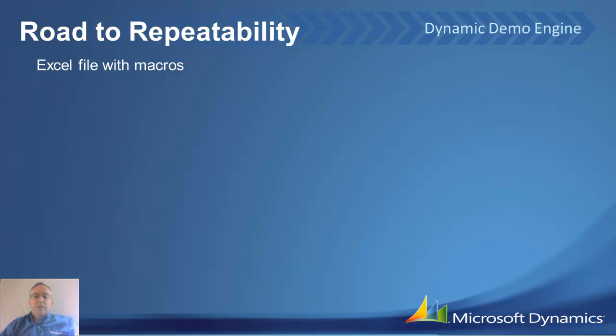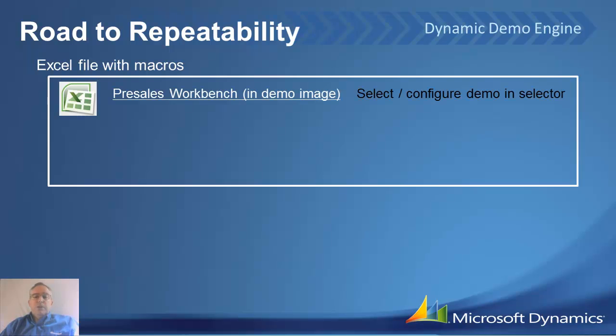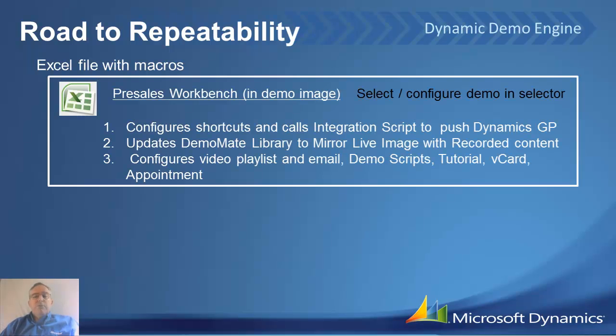So the dynamic demo engine is an Excel file with some macros in it that give us some of the capability for some of the integration things that we have. There's a couple different ways that we can deploy it. One is the pre-sales workbench, and that's in the image, and that allows us to select, configure the demo in the selector, and then that configures the shortcuts in the tool, and then calls an integration services script to push that over to Dynamics GP.